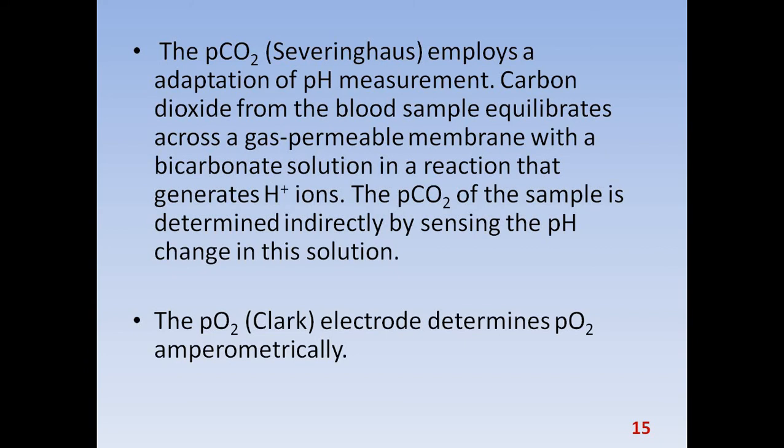And the next one is for the partial pressure of oxygen, and this is known as the Clark electrode, and it determines the partial pressure of oxygen amperometrically. Amperometry in chemistry means the detection of ions in solution based on electric current or changes in electric current. So this is how the partial pressure of oxygen is measured.